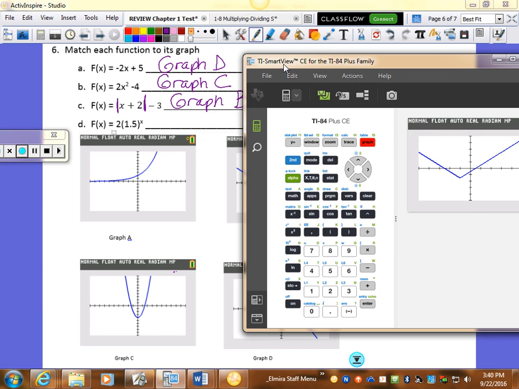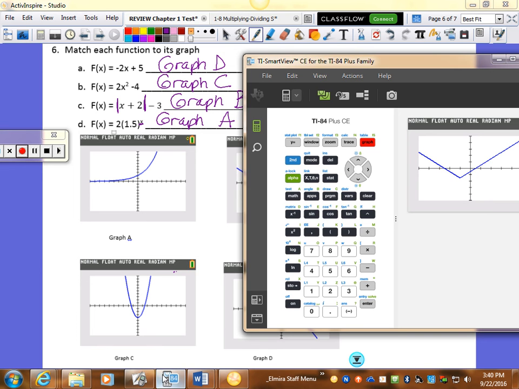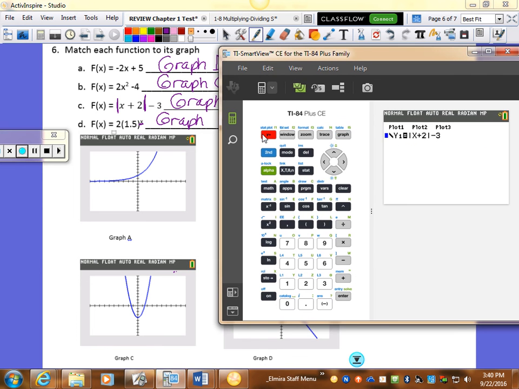And lastly, all we have left at this point is graph A. It has x for an exponent, which should make you think exponential. You should recognize this picture as being an exponential graph, but you can always type it into the calculator. Y equals 2 parenthesis 1.5 parenthesis caret x. And graph A is what matches.